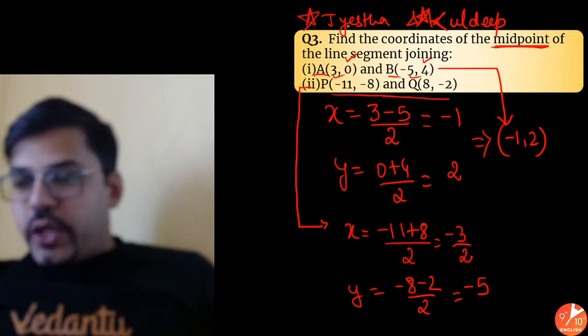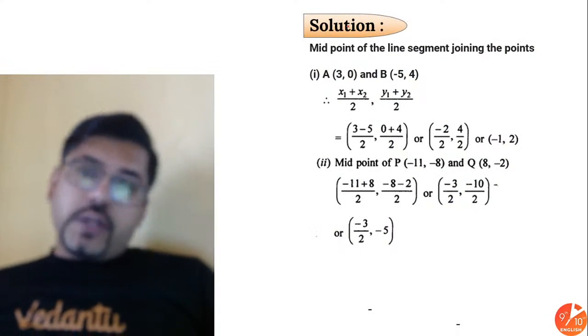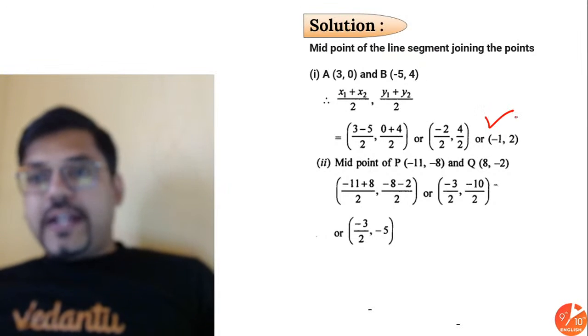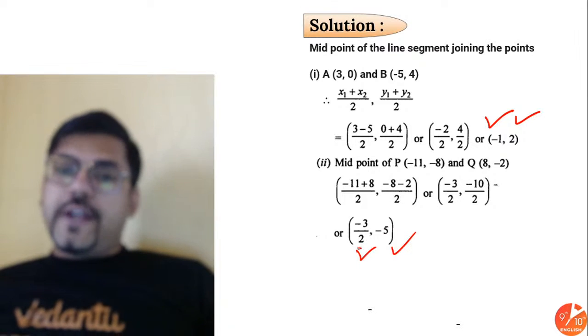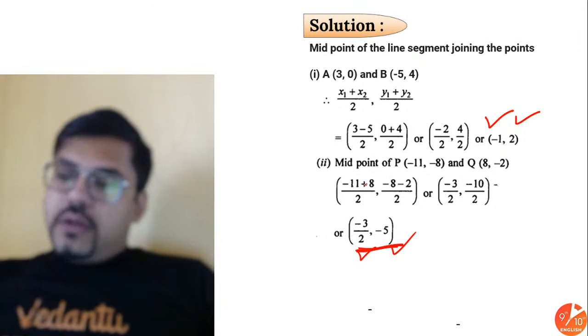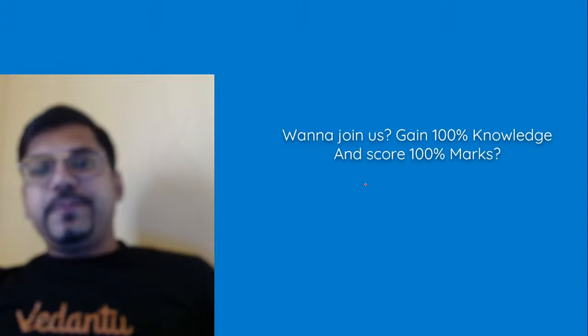Okay, so here we go to the next question. Acha, ye solution bhi dekh lo. So the first one it's minus 1 comma 2, and for the second one it's minus 3 by 2 comma minus 5. Okay, so we got the same answer. Now moving ahead, this is not over yet.